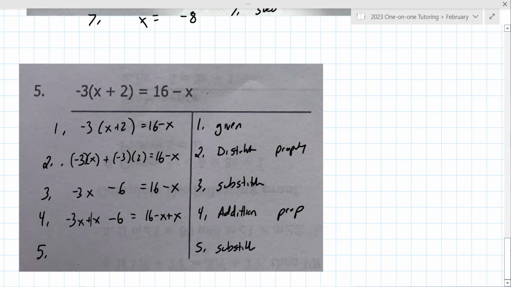-2x. It's just the numbers, like -3 plus 1, and on the right they cancel. So you're left with this here.